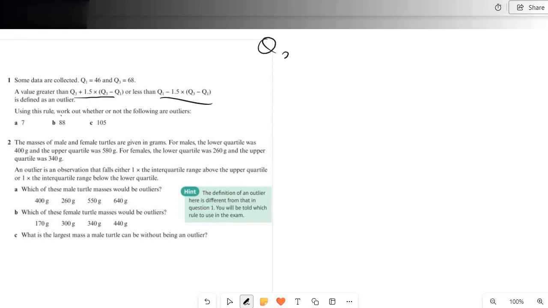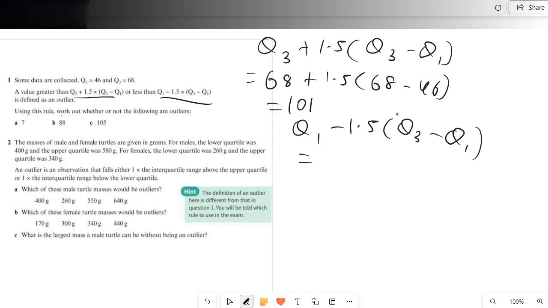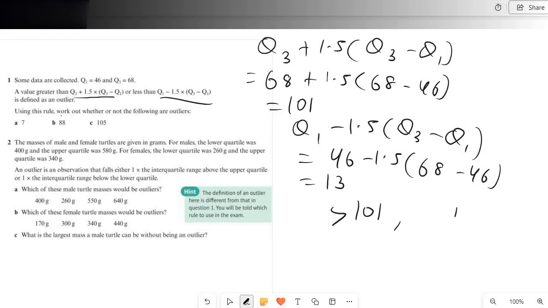So first, let us evaluate these two values. For the first one, we have Q3 plus 1.5 multiplied with Q3 minus Q1. Evaluating this gives us 68 plus 1.5 multiplied with 68 minus 46, and this gives us a value of 101. Similarly, for the next one, Q1 minus 1.5 multiplied with Q3 minus Q1, we get 46 minus 1.5 multiplied with 68 minus 46, which is going to be 13.